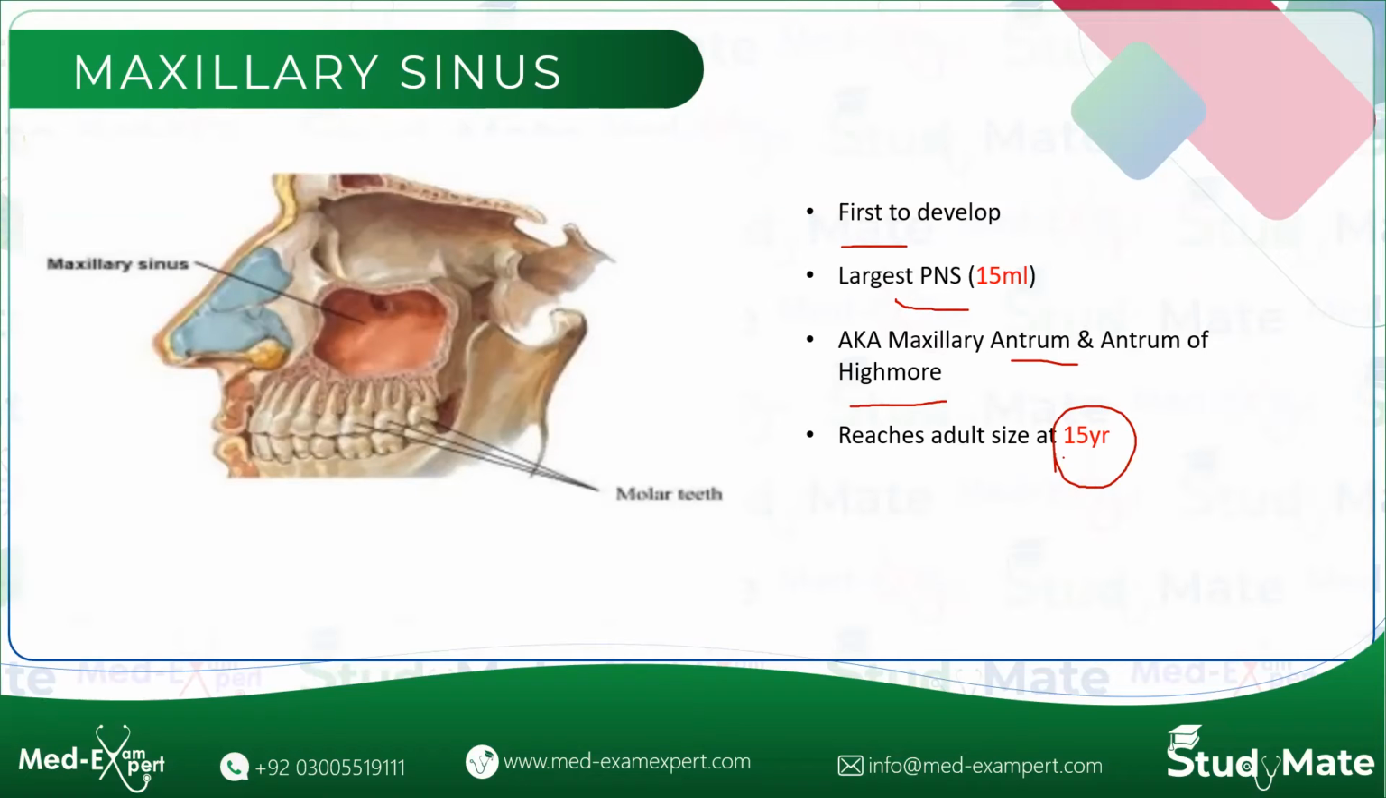इसमें दो चीजें याद रखने वाली है कि it reaches adult size by the age of 15 years. Its volume is 15 milliliters. Dental और ENT point of view से important है कि you can see that maxillary sinus are closely related to the roots of the molar teeth. So whenever there is an infection of the root of the molar teeth, there is a high chance of it spreading into the maxillary sinus. This is one important point which you should be remembering.